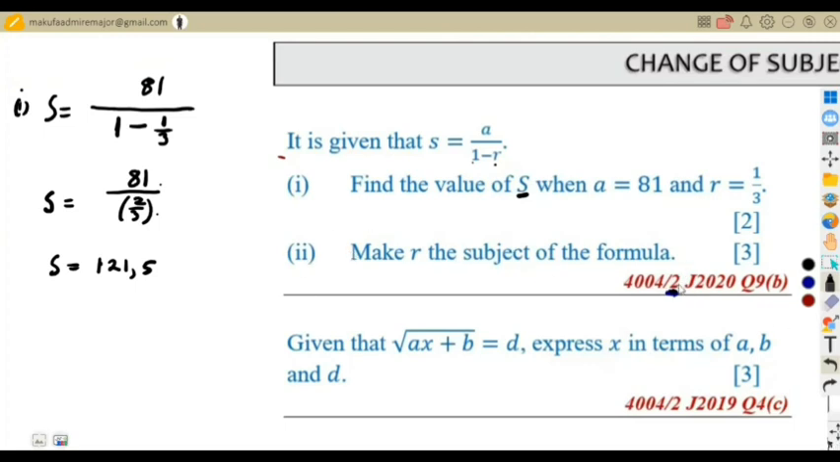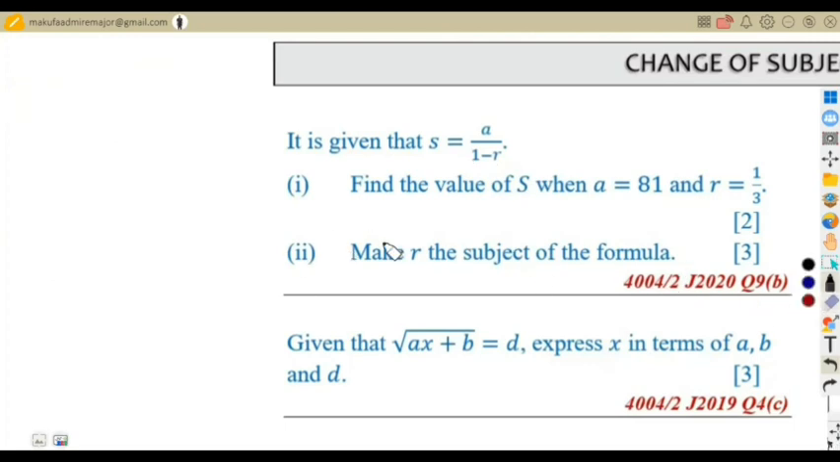Then, make r the subject of the formula on item 2. From the formula that we are given, S is equal to A over 1 minus r, we are now asked to make r the subject of the formula. Like I said, change of subject is like a normal equation that you are solving. You are solving for r, but in terms of the other letters, that is in terms of S and in terms of A.